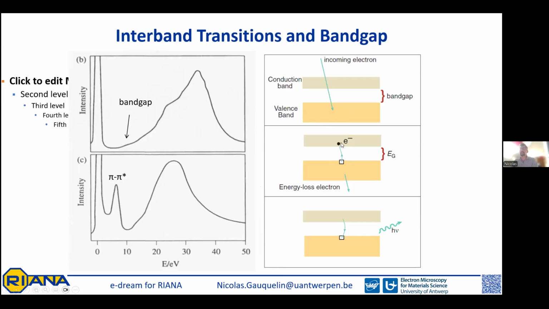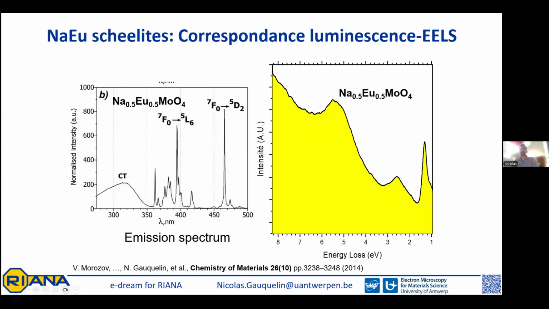What is an interband transition? Well, you have an incoming electron that is going inside the valence band. Your electron is excited into the conduction band, and this results in an energy difference, an energy loss of your electrons, which can be measured in your EELS spectrum.